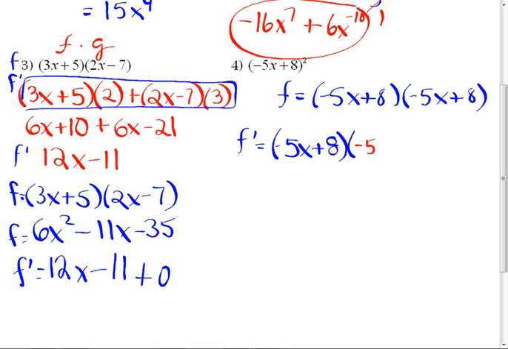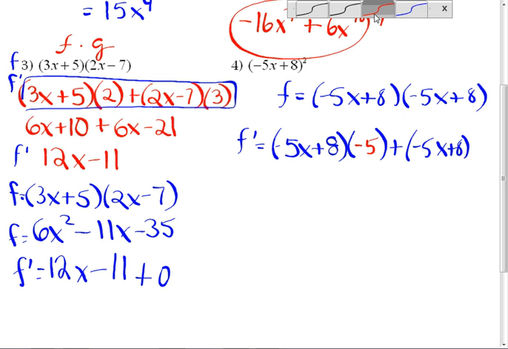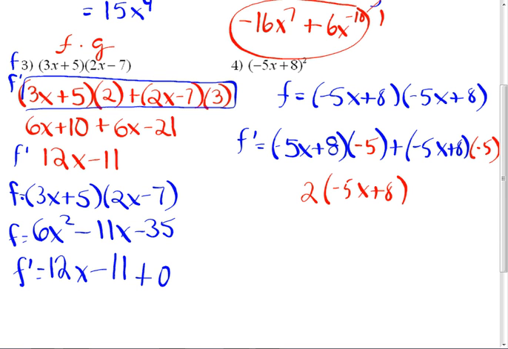Negative 5. Is that okay, Grant? Just asking for the slope. Plus, the second one times the derivative of the first, which is still negative 5. So you have two of those, right? If I wanted to add that up, I get two of those, minus 5x plus 8 times negative 5. What's 2 times negative 5?